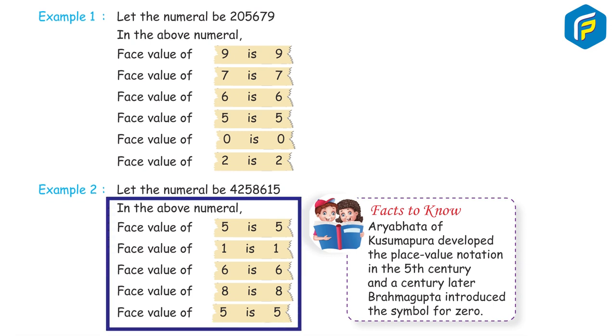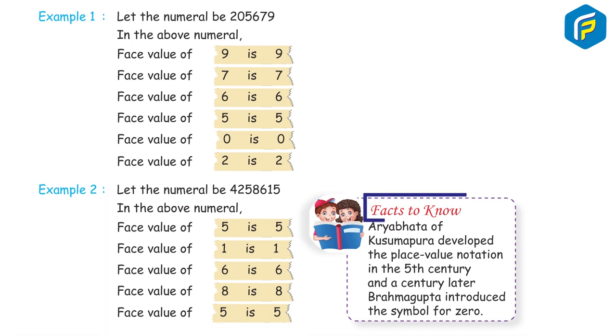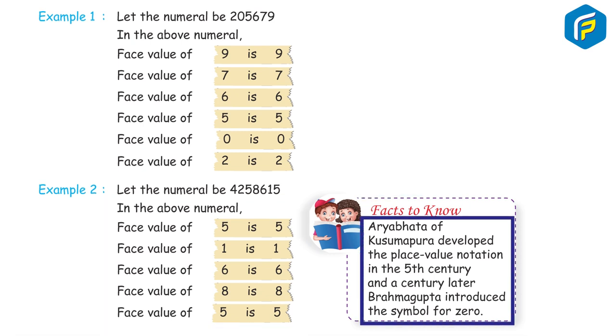In the above numeral, face value of 5 is 5, face value of 1 is 1, face value of 6 is 6, face value of 8 is 8, face value of 5 is 5. Facts to know: Aryabhata of Kusumapura developed the place value notation in the 5th century, and a century later Brahmagupta introduced the symbol for 0.